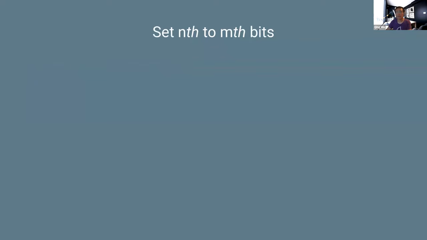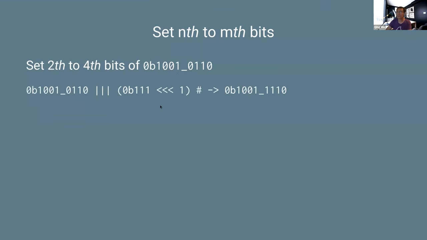Also, we can set a group of bits. Say, for example, we'd like to set the second to the fourth bit of this binary number. We can, again, construct a bit mask by shifting binary 111 to the left by one, and then doing bitwise OR with the original number. Then we get our result where these three bits are set.